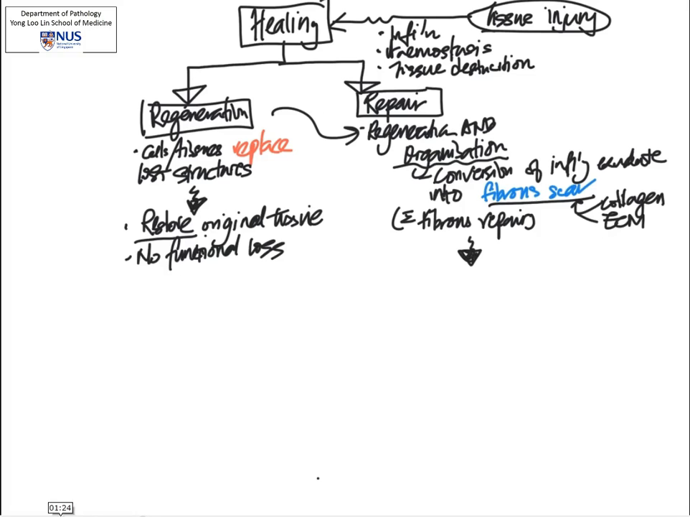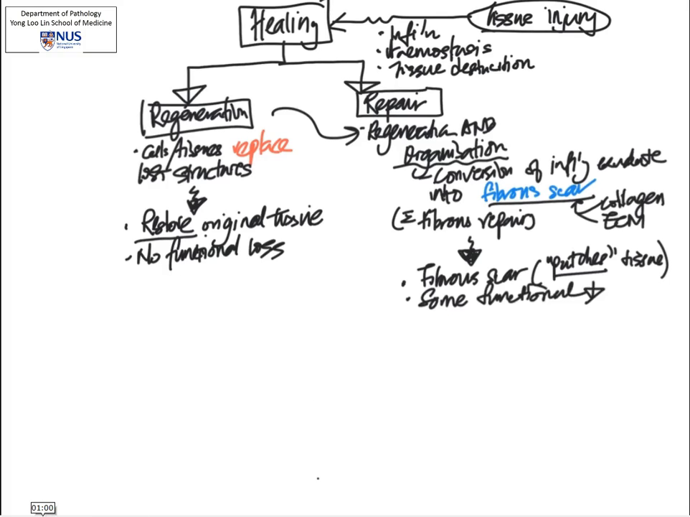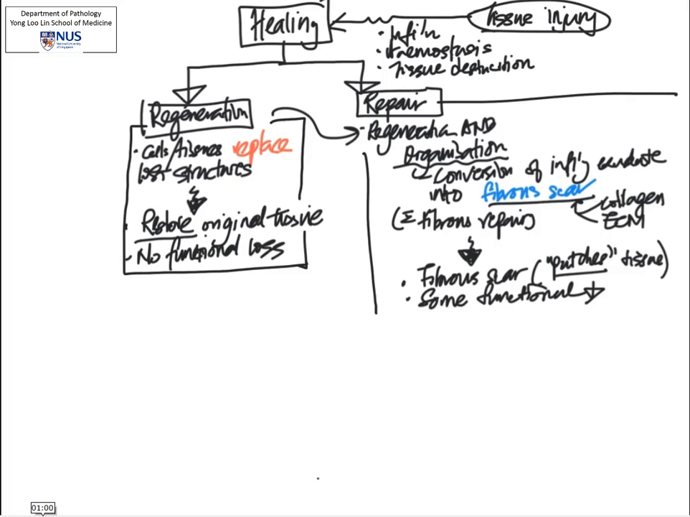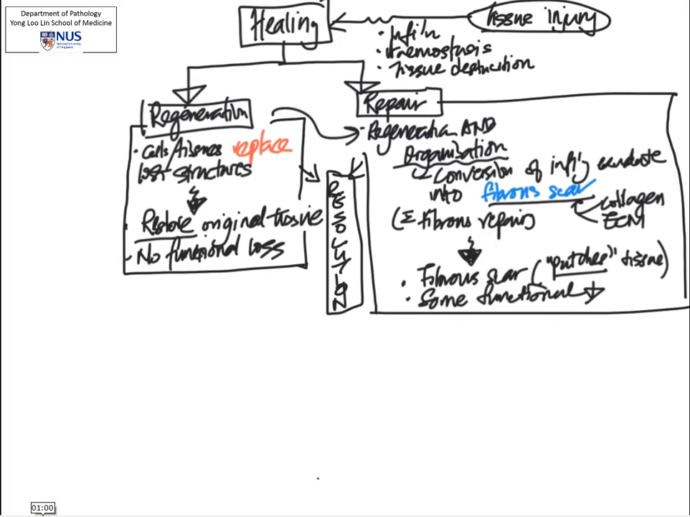Now, in contrast to regeneration, what happens is that the fibrous scar actually patches the lost tissue rather than replacing it with the original tissue. And therefore, as you can imagine, there will be some loss of function. Now, for both these processes, regeneration and repair, the ultimate endpoint would be what we call resolution, which basically means the cessation of inflammation.